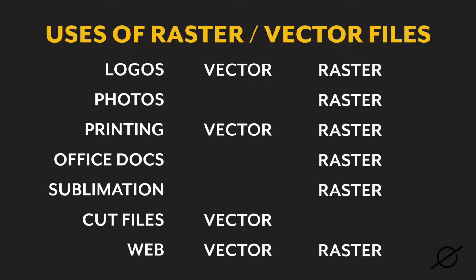Cut files for cutting machines like a Cricut need to be SVG files or DXF, which is a lesser used vector file type. That way the cutting machine can see the lines and know where to cut. One thing that most cutting machines have now is software that can convert a raster image into a vector for cutting. It just might not look that pretty. Web, you can use JPEG or PNG, which are raster, but as I mentioned earlier, you can also use an SVG, which is becoming more and more widely used. Those are all the uses for raster and vector images in a nutshell.